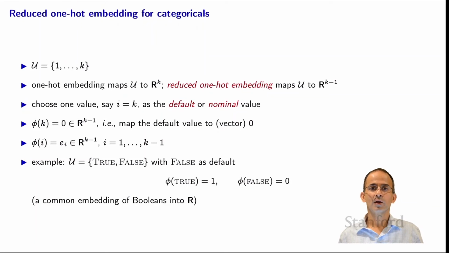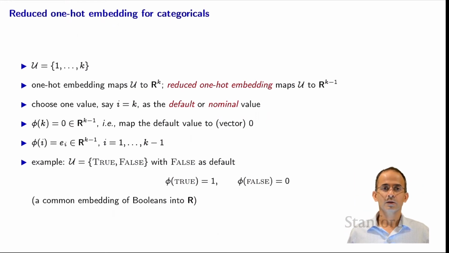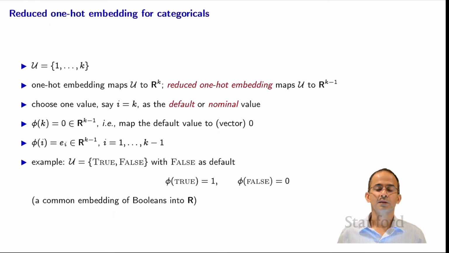There's also another way of doing one-hot embedding, which is called reduced one-hot embedding. And here, the idea is that instead of mapping the categories 1 through k to k-dimensional space, we map them to k-1 dimensional space. The way we do this is we choose one of the categories, say the last one, category k, as the default value, the nominal value, and we embed that at the origin. All of the other categories, 1 through k-1, we embed as the first k-1 canonical basis vectors, e1 through e_{k-1}, as before.